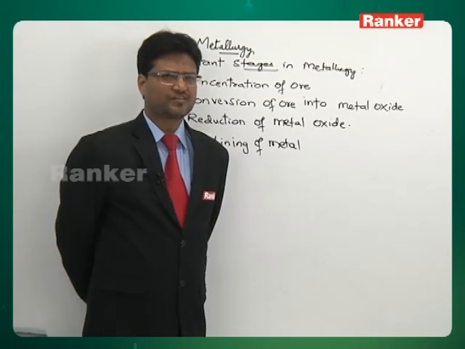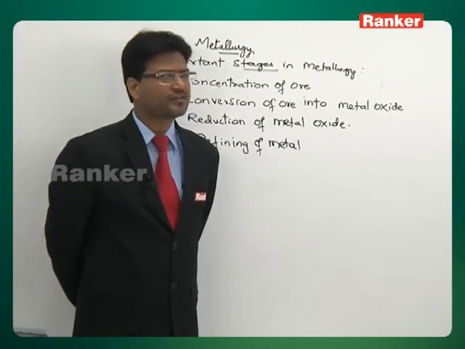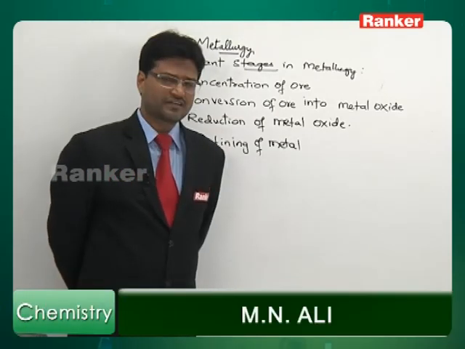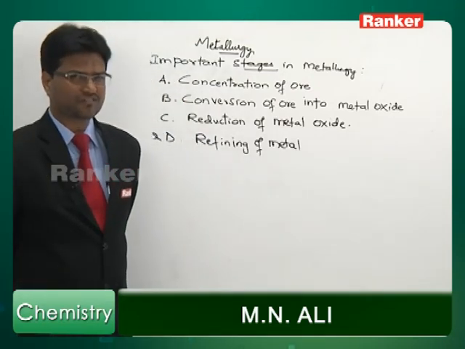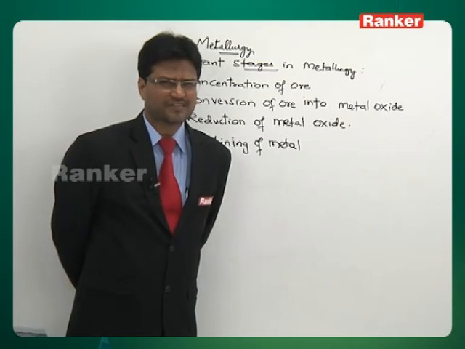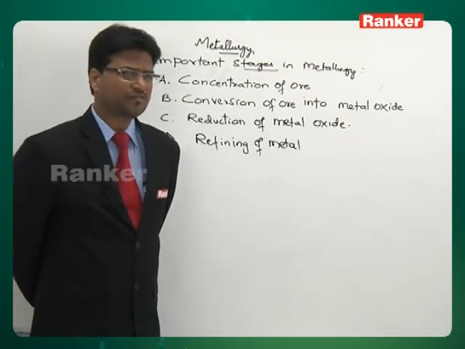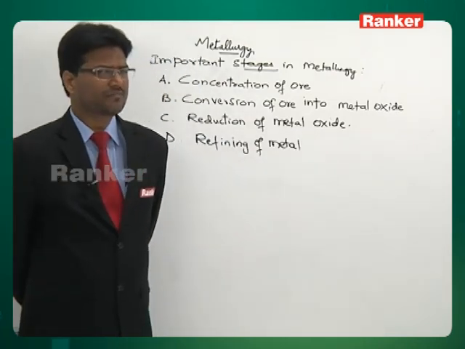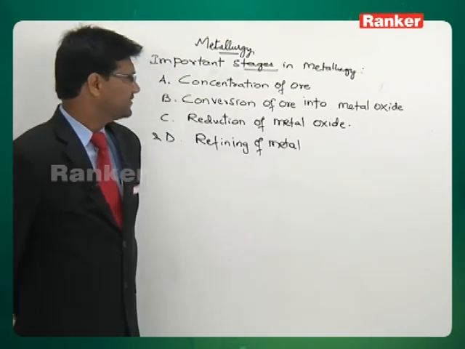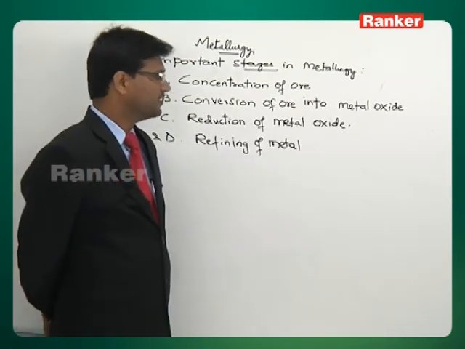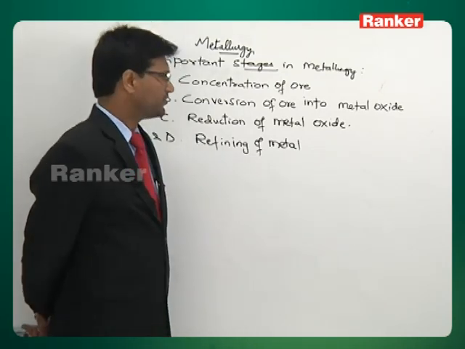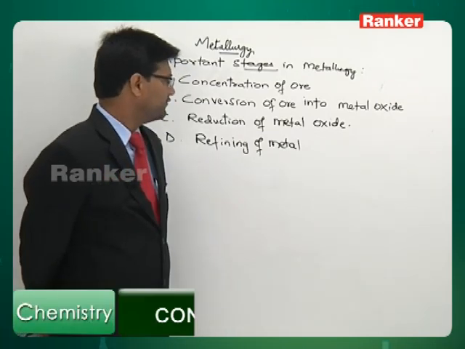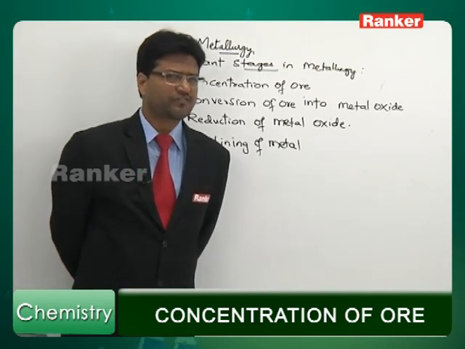The first stage is concentration of ore. This involves removal of impurities present in the ore, dressing or benefaction. Then you have the next stage, that is conversion of ore into metal oxide. Because suppose if the ore is a metal sulfide, you prefer transforming it into metal oxide because it is easier to reduce a metal oxide rather than reducing metal sulfide. Then the next stage is reduction of metal oxide. Here you use some reducing agent and you transform the metal oxide into metal. And then finally it is refining of metal, that is purification of metal.